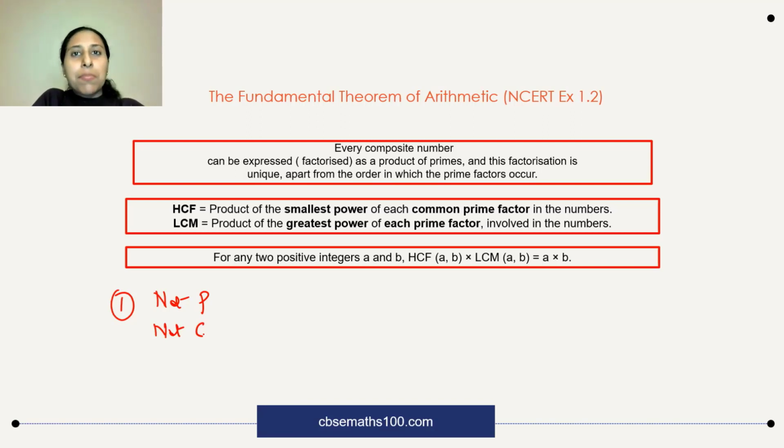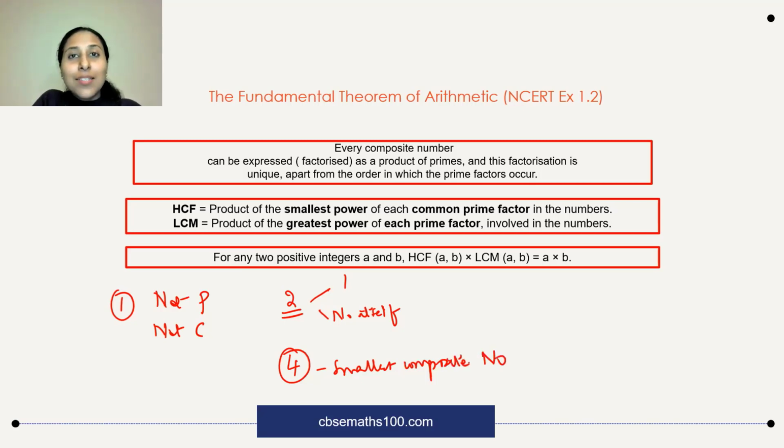The smallest prime number, which is also the only even prime number, is 2. 2 is the smallest prime number. What are prime numbers? Numbers which have only two factors, that is 1 and the number itself. These are the only factors of a prime number. But a composite number would have minimum 3 factors: 1, the number itself, and another prime factor. Smallest composite number possible is 4. This is the smallest composite number. It has 3 factors, 1, 2, and the number itself, which is 4.